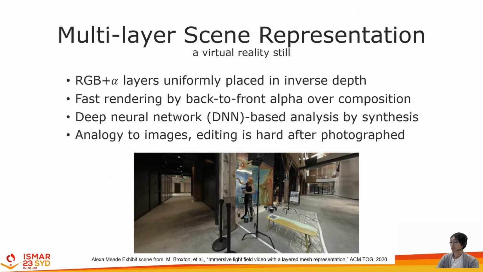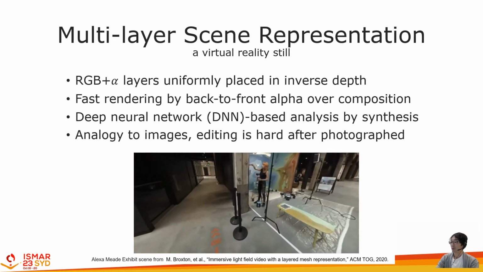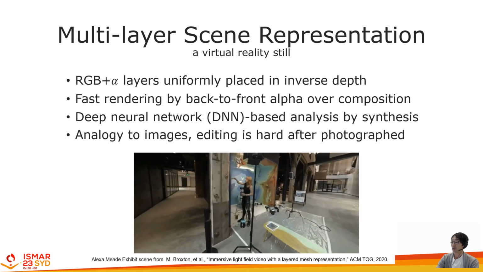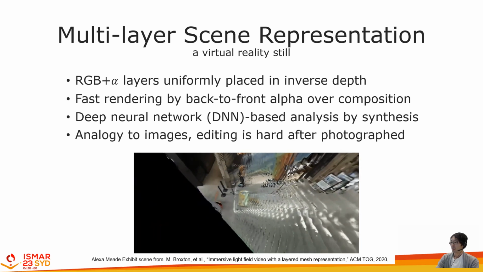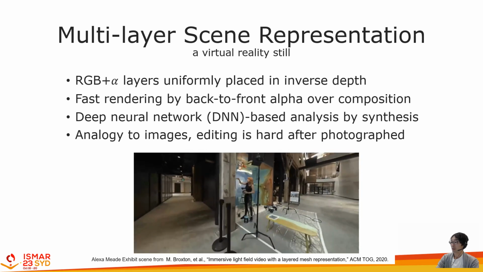Due to its simplicity, the rendering can be fast. We warp individual images and composite them from back to front by alpha blending. Deep neural networks are often used to analyze the scene points from input multi-view images to create the VR photos.